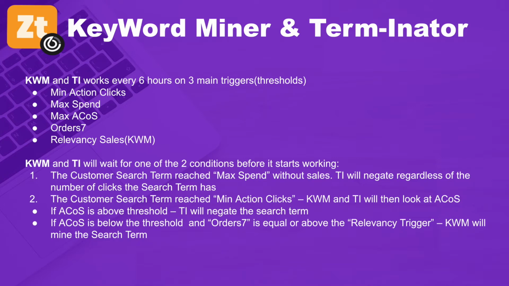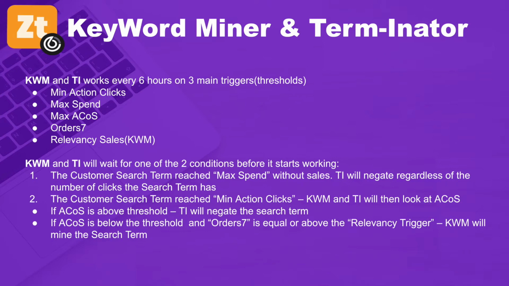Number 1. Customer search term reached the maximum spend without sales, terminator will negate the search term, regardless of the number of clicks it has. The logic behind this is so that you won't overspend on search terms that are not giving you actual conversion. Number 2. Customer search term reached the minimum action clicks. Keyword miner and terminator will look at the ACOS. If the ACOS is above your threshold or your set target max ACOS, terminator will negate the search term.